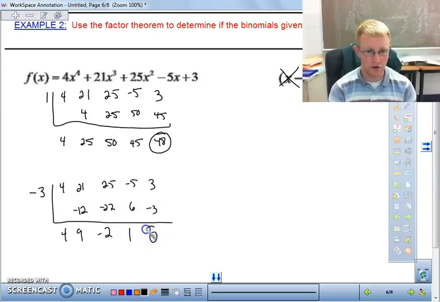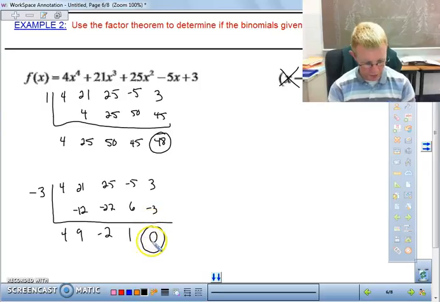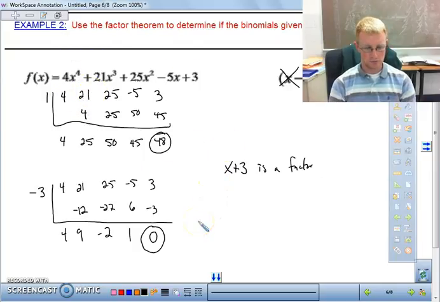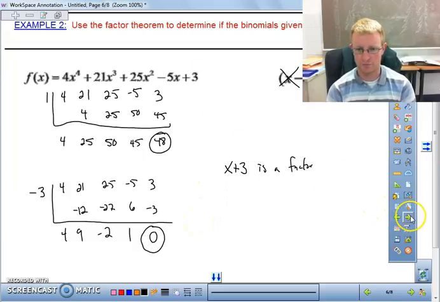1. Negative 3, 0. Perfect. So we have a remainder of 0 here. So therefore, x plus 3 is a factor. Okay? So we know that x plus 3 will be a factor of what we have up here. Okay, let's go to the next example and talk about how we're going to actually use this.